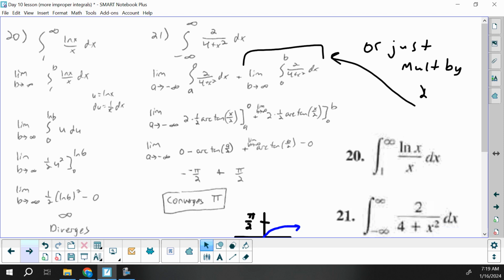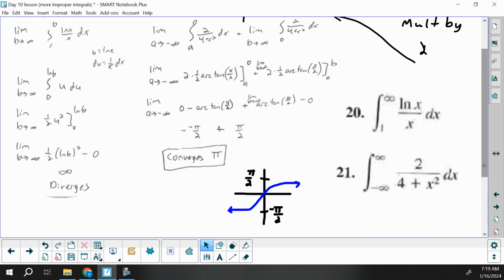The graph of arctan looks like that below. So as a is going to negative infinity, the arctan is going to negative pi over 2. So that's how we get the minus negative pi over 2. And then as b goes to positive infinity, arctan's going to positive pi over 2. So you're just adding 2 pi over 2's together, so you get it's converging at pi.